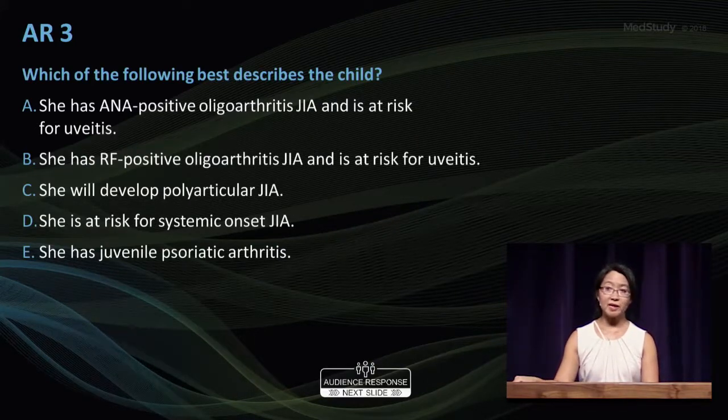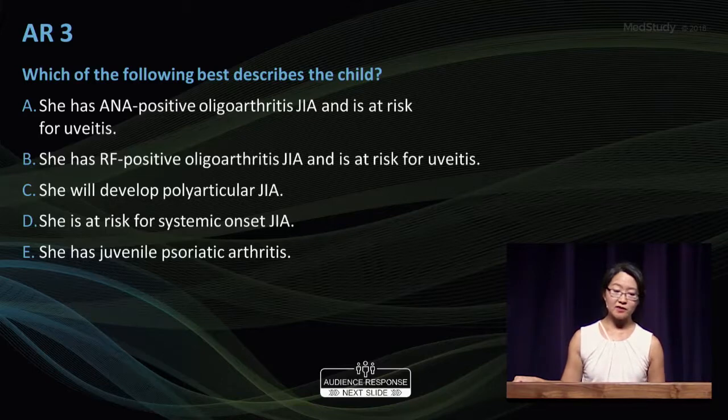Which of the following would best describe the child? A, this child likely has an ANA positive oligoarthritis JIA and is at risk for uveitis. Or B, she has an RF positive oligoarthritis JIA and is at risk for uveitis. C, she will develop polyarticular JIA. D, she is at risk for systemic onset JIA. Or E, she has juvenile psoriatic arthritis.